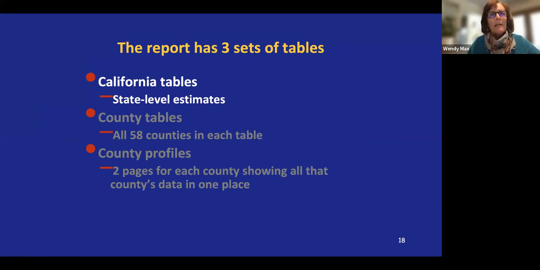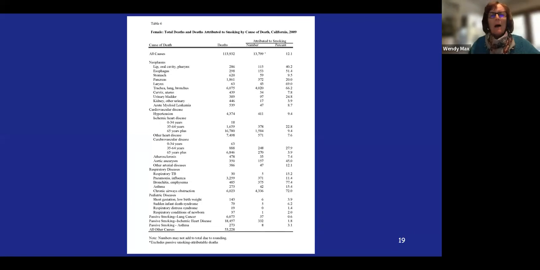I'm going to walk you through what the report looks like just because it might be of use to you. The report has three different sets of tables. First, we have some tables that are state level estimates. For example, this is a table showing total deaths and deaths attributable to smoking in California. These are some of the parameters that are difficult to do at the county level. In fact, we may not want to do them at the county level because when you work with large data, you have to be very careful not to identify anybody. This is for all women in the state. If you look at this, once you start looking at smoking attributable deaths for respiratory tuberculosis, there are only 5 female deaths in the whole state. So if we did that at the county level, you might be able to figure out who it was. So we do these at the state level.